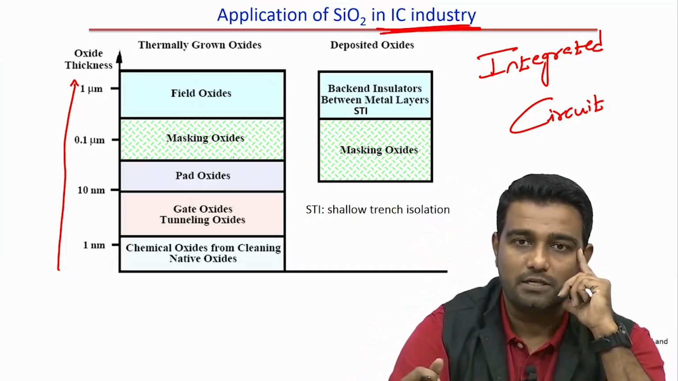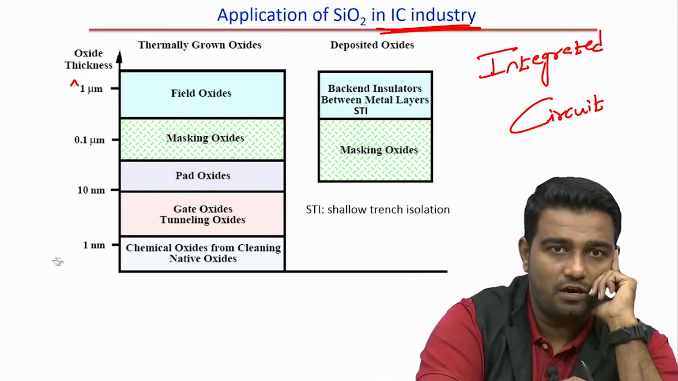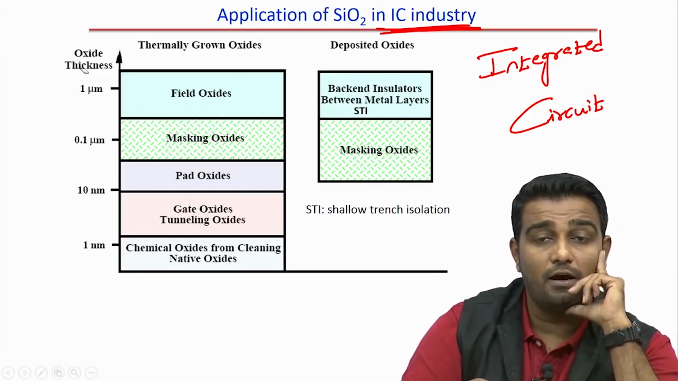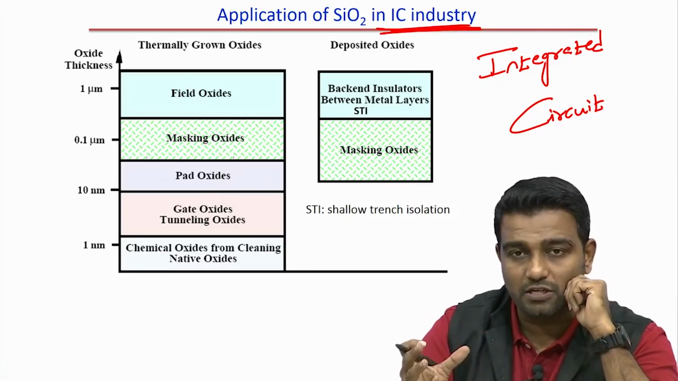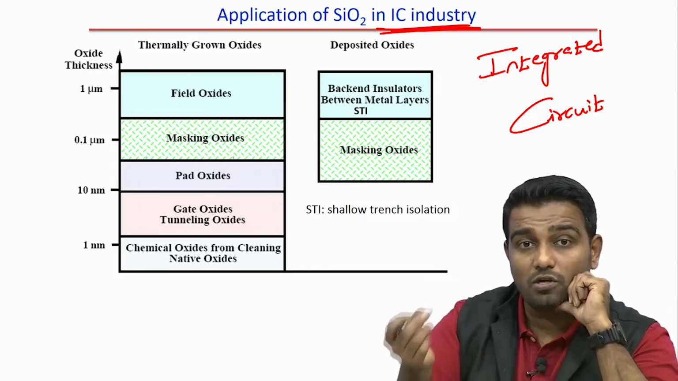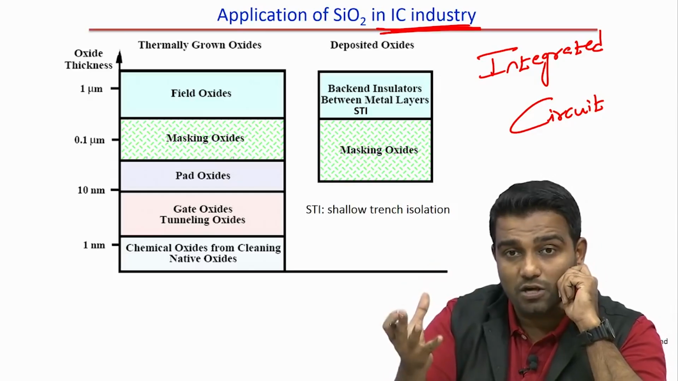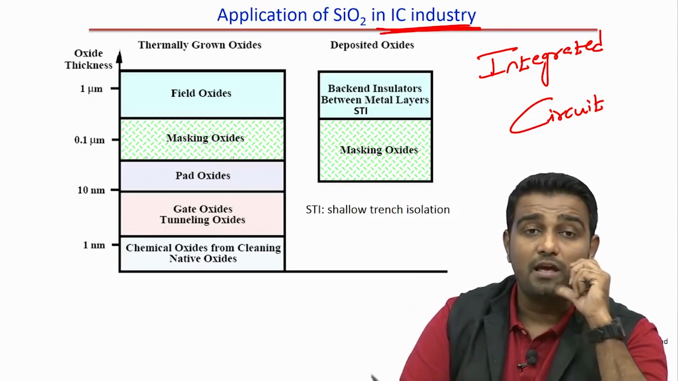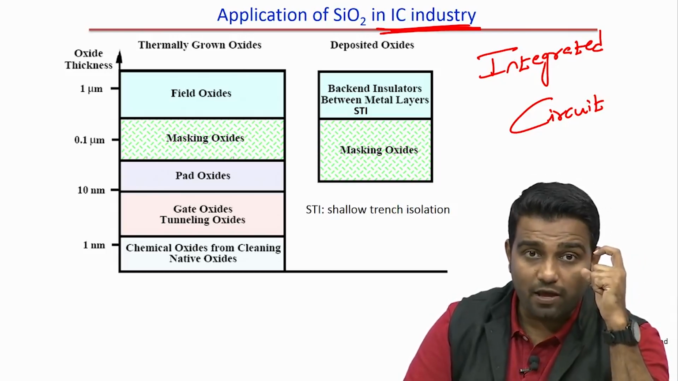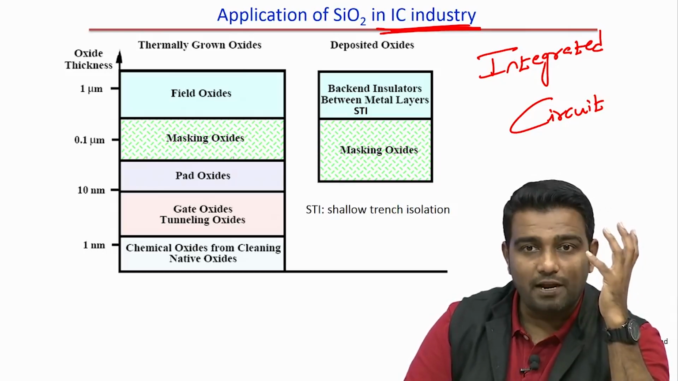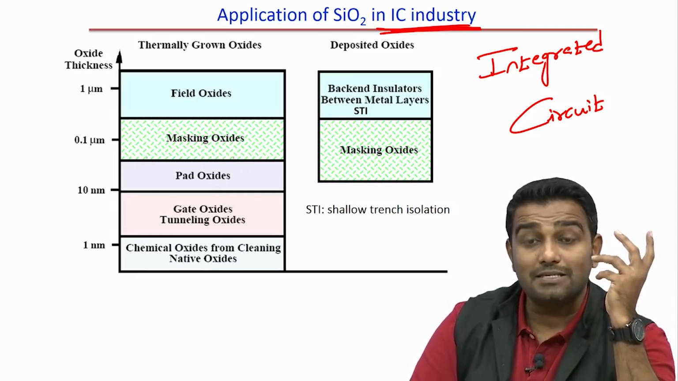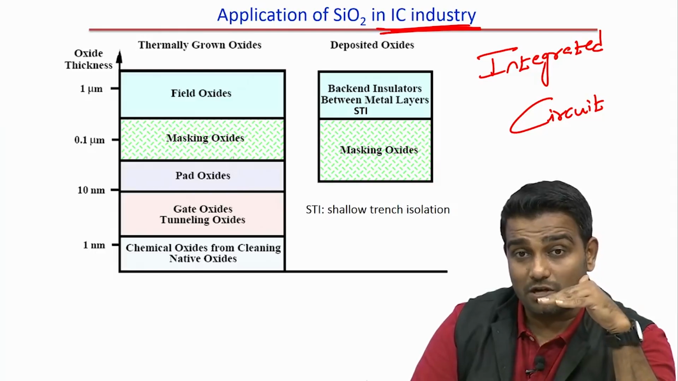Now, if you can see on the screen, if you want to use thermal oxidation or SiO2, you can use it as a thermal oxide, or you can use it as a field oxide if your thickness is around 1 micron. If the thickness is around 0.1 micrometer, you can use it as a masking oxide.